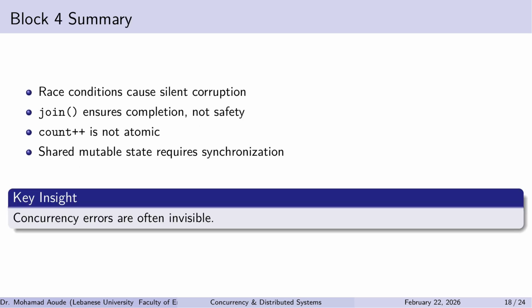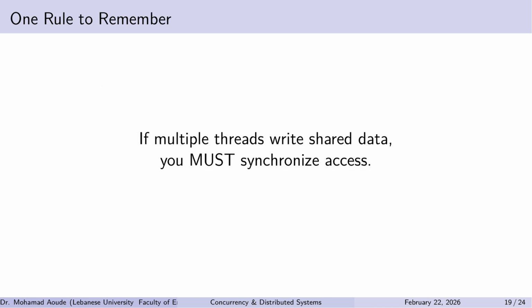Summary: race conditions cause silent corruption. Join ensures completion, not safety. Count++ is not atomic. Shared mutable state requires protection. Race conditions are design-level violations. They cannot be tested away. They must be designed away. If multiple threads write shared data, you must synchronize access. This is not a style choice. It's a law of concurrent programming.